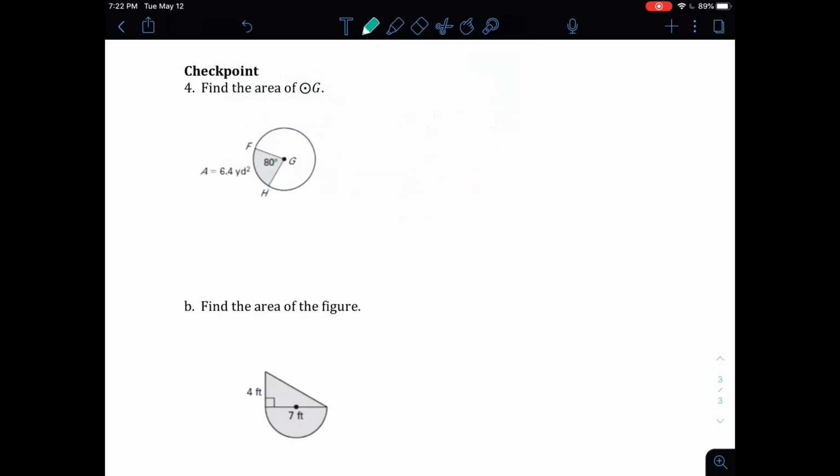All right. So area of circle G. So again, we're using area of the sector over area, or pi r squared, equals arc measure over 360.